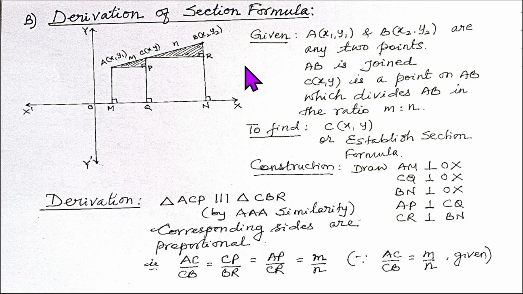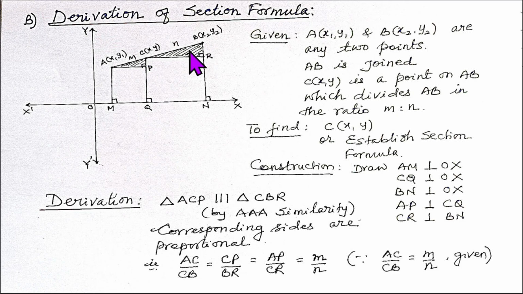Now the section formula is the formula to find the coordinates of the point C, that is C(x, y). So we have to establish the section formula. The construction required is: draw AM perpendicular to OX, CQ perpendicular to OX, and BN perpendicular to OX, and also draw AP perpendicular to CQ and CR perpendicular to BN. By that we get two triangles, ACP and CBR.